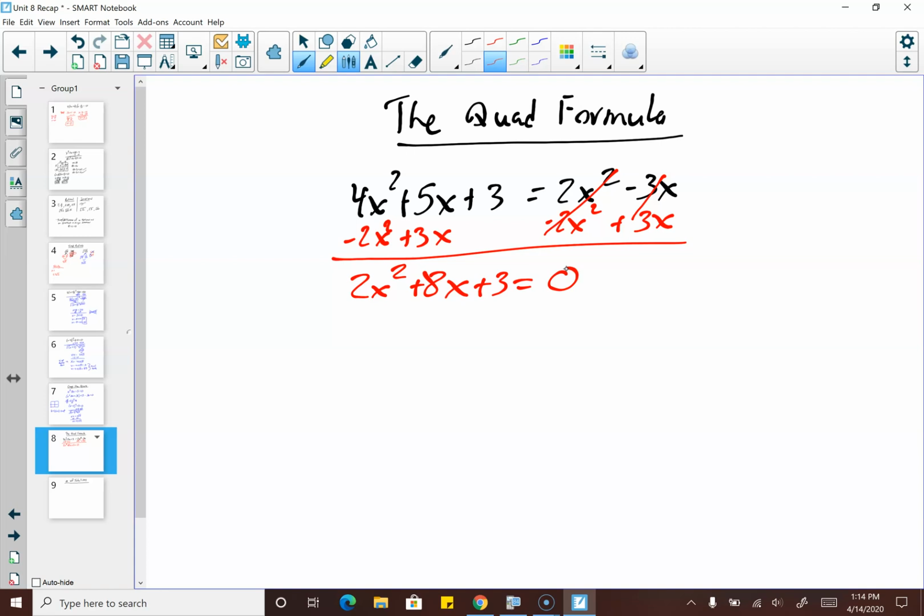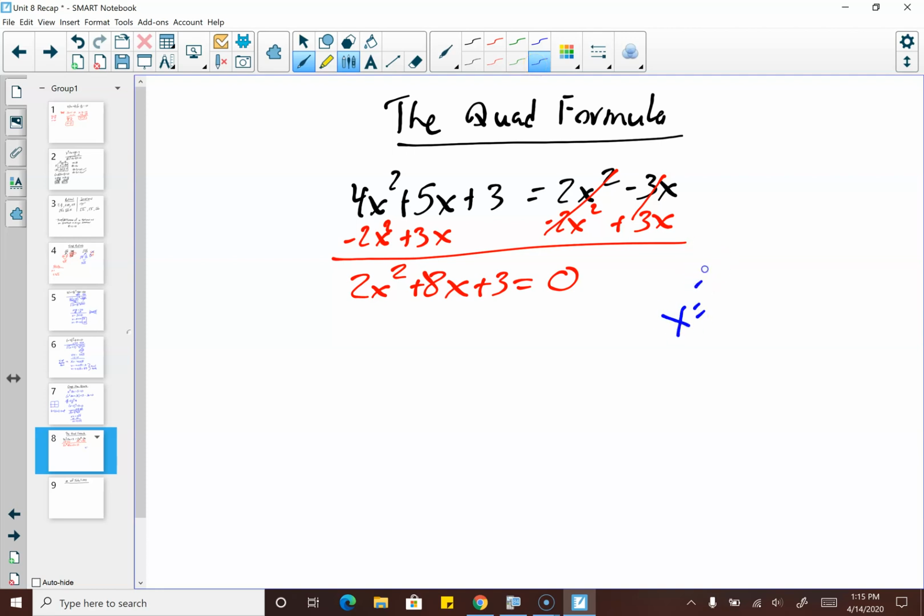Now this could be a factorable situation, but if you look, if you multiply 2 by 3, that would be 6, and there's nothing that's going to multiply to 6 and add to 8. So this is probably not a factoring situation.